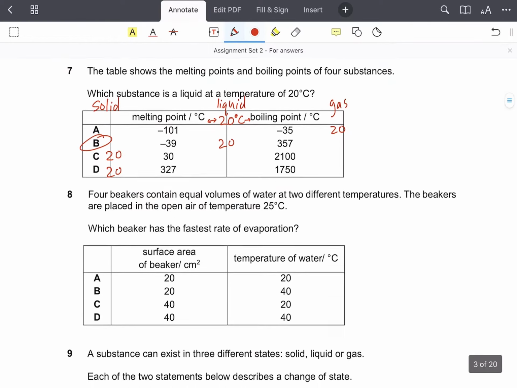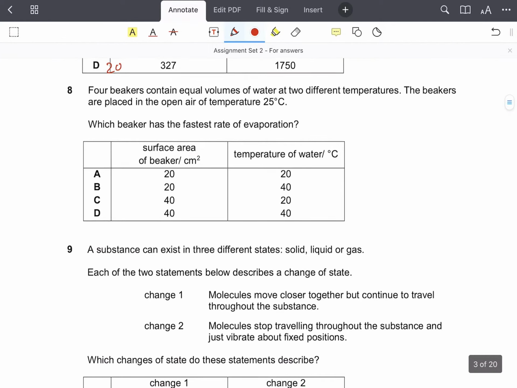Alright. Next one, question number 8. They ask you for the fastest rate of evaporation, and they give you two factors, surface area and temperature. So the only thing that you need to take note is bigger surface area, higher rate of evaporation.